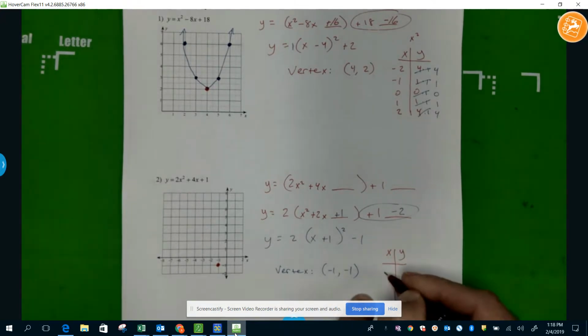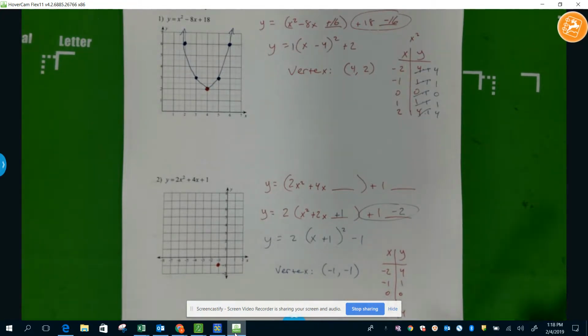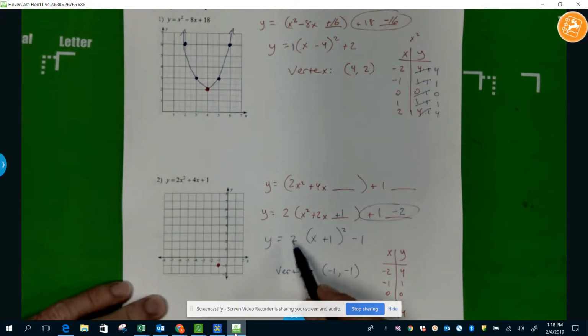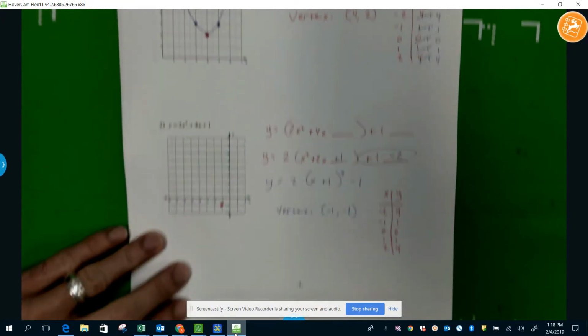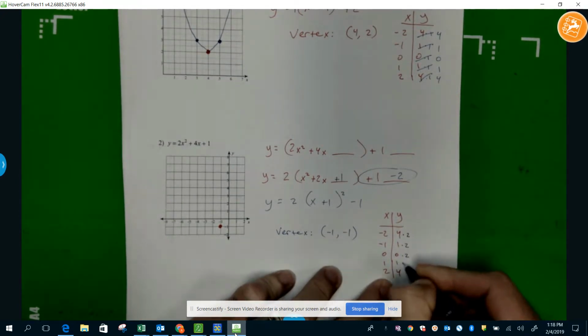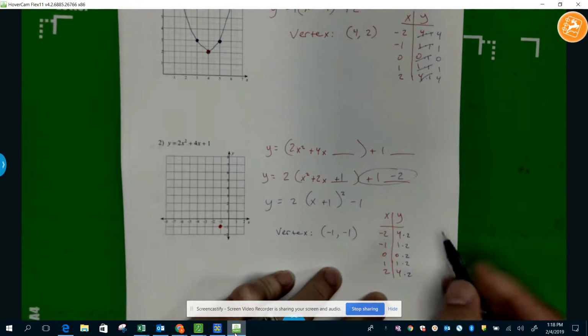X's and Y's. So I had -2, -1, 0, 1, and 2. That was a 4, 1, 0, 1, 4. So we take our A value here, which is a +2 this time, and we multiply that by all the original Y values. So we're going to multiply all these Y values times 2, and that's going to give me my new Y values.